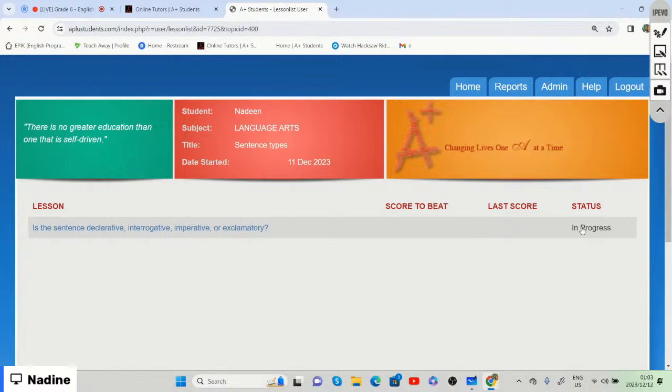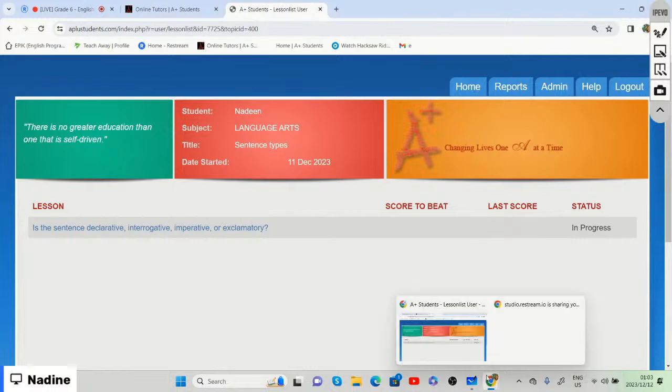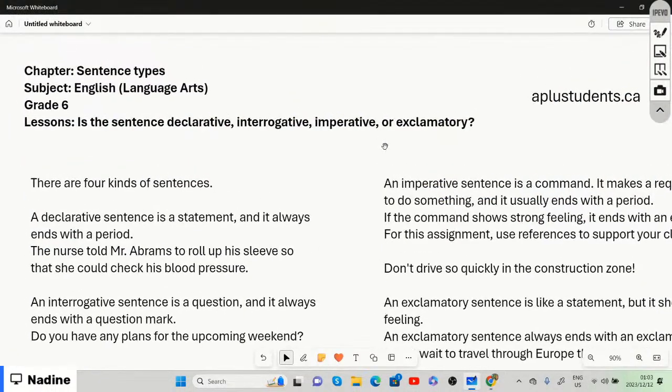All right, so today we're going to be doing sentence types. The chapter is sentence types, and our subject is English Language Arts, grade 6. The lessons that we are focusing on today are: Is the sentence declarative? Is the sentence interrogative? Is the sentence imperative? Or is the sentence exclamatory?